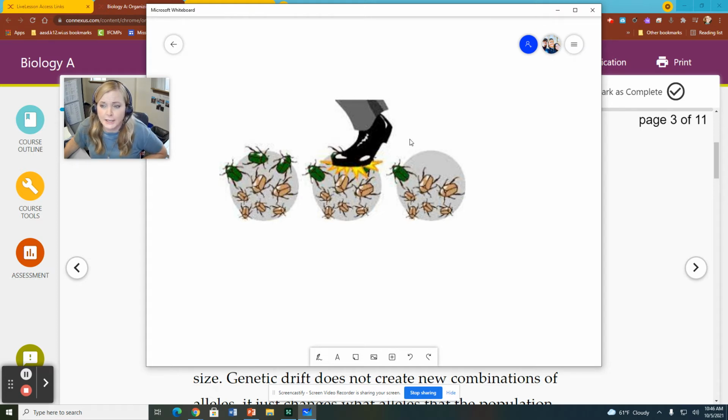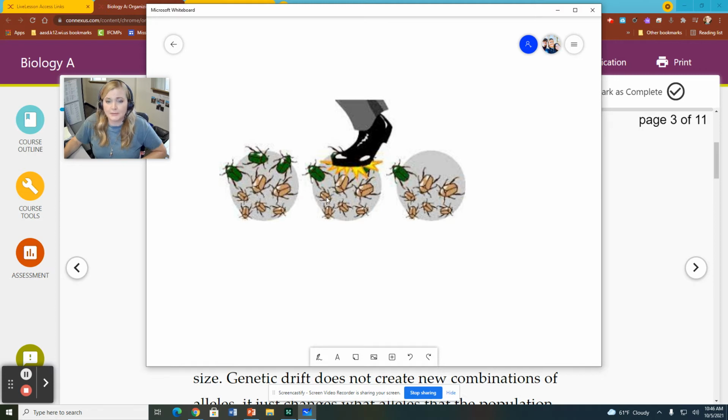Was it because he had a vendetta against green beetles? He hated green beetles. No, it wasn't because of that. Was it because the green of the beetles made it easier for him to see them? So when he was walking around trying to step on beetles, he stepped on more green ones? No, he was just careless. It was completely incidental, completely accidental, completely careless, just random that the green beetles ended up dying more frequently than the brown beetles. This is an example of genetic drift.